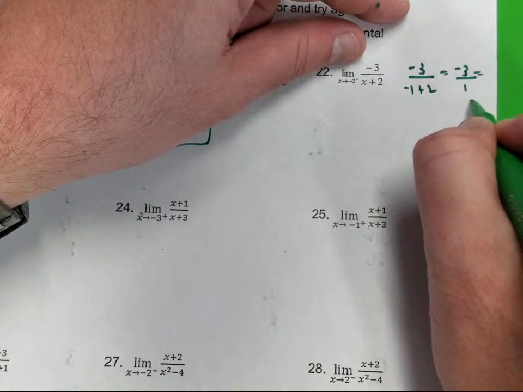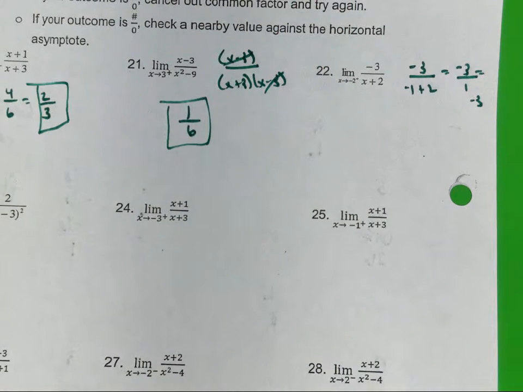What's negative 3 over 1? Okay, now that's not your answer. This is used to help predict your answer. What is the sign of that 3, positive or negative? That means it's going negative infinity. If it was positive 3, your answer is infinity. So your answer here is negative infinity.